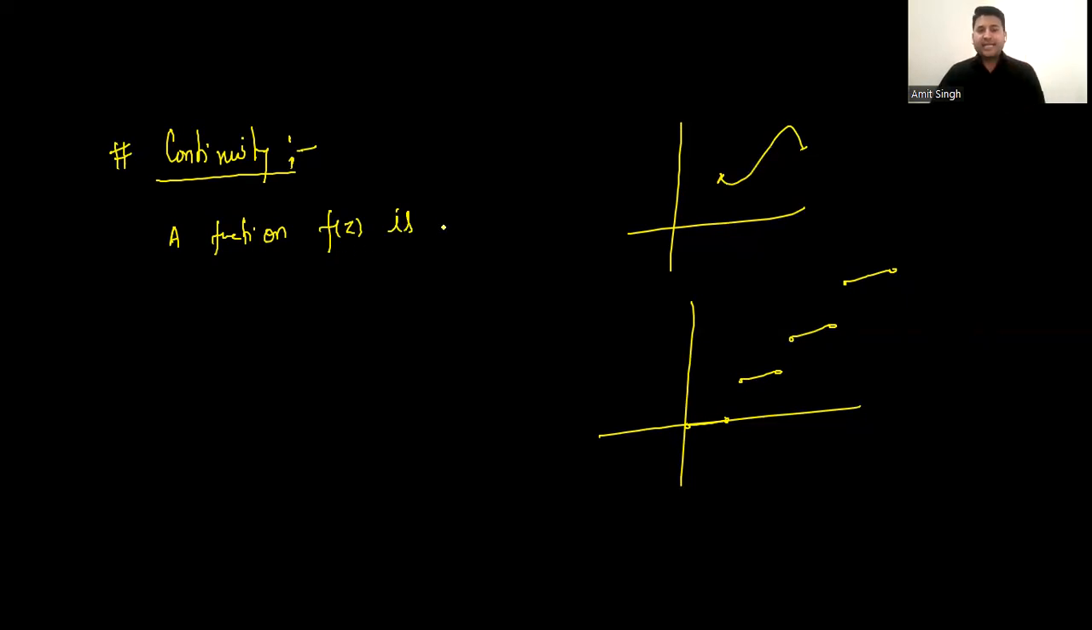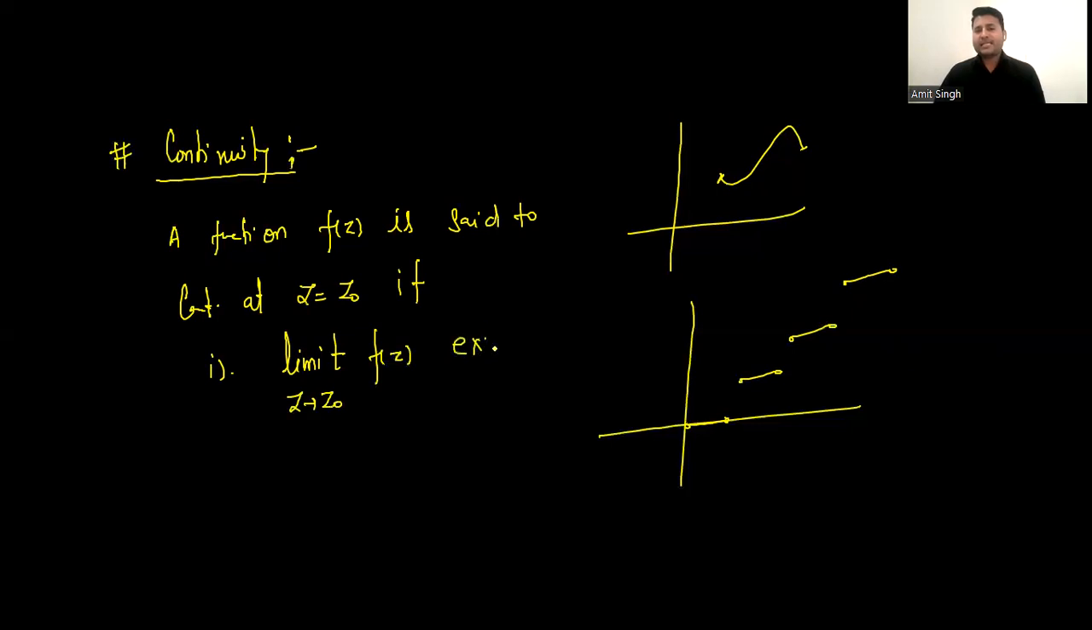A function f(z) is said to be continuous at a point z equal to z0 if, first, the limit of the function exists. The limit at the point z0 of f(z) exists. When I say exists, it must be a finite value.